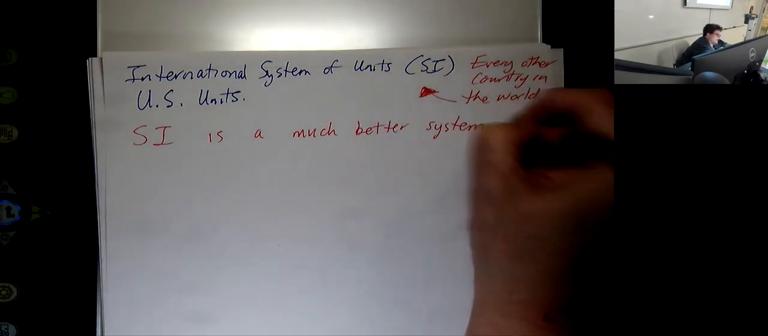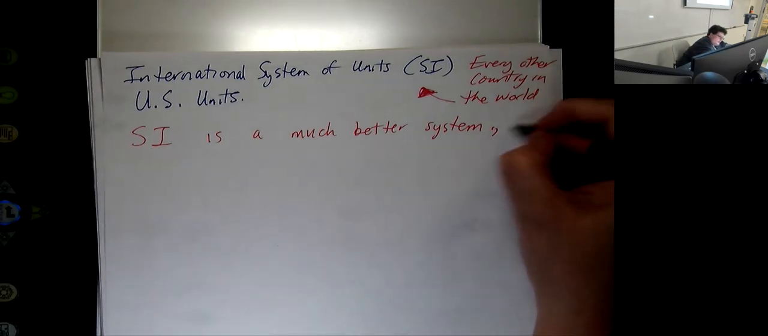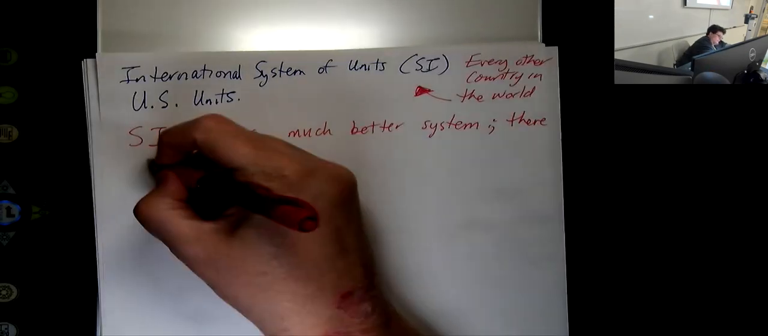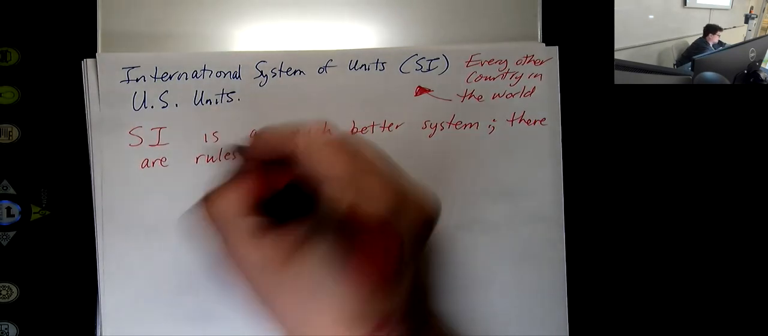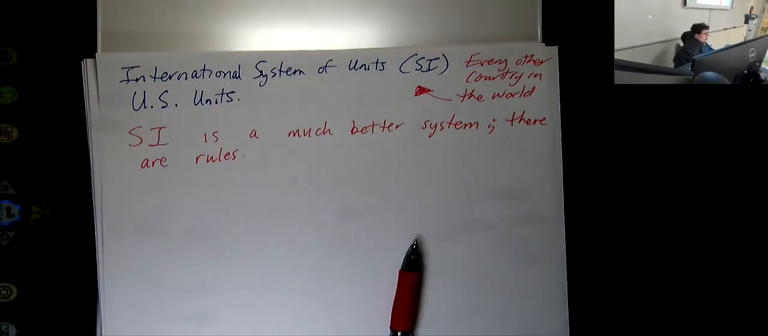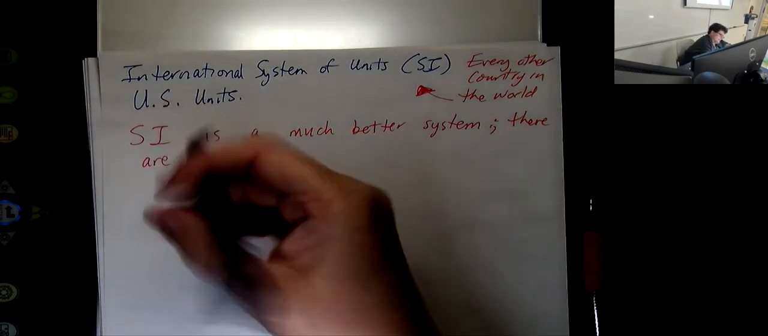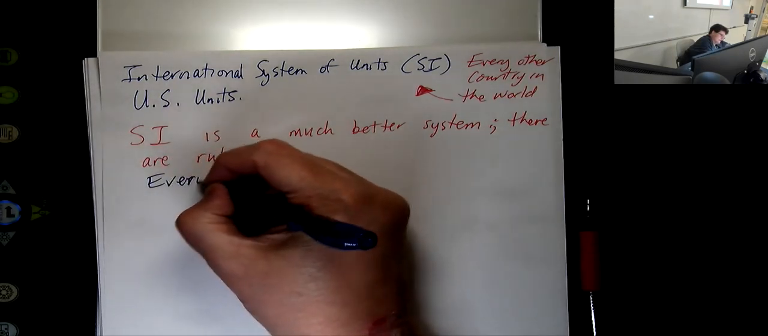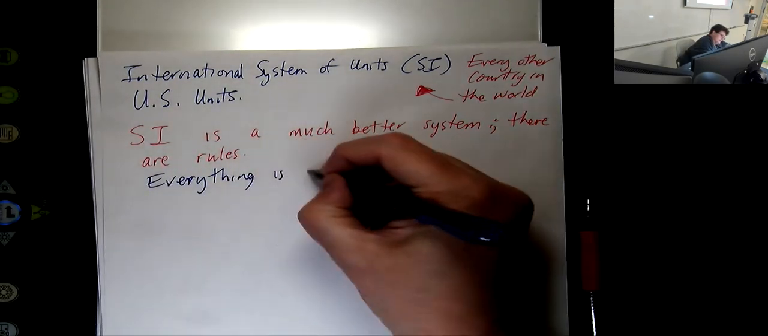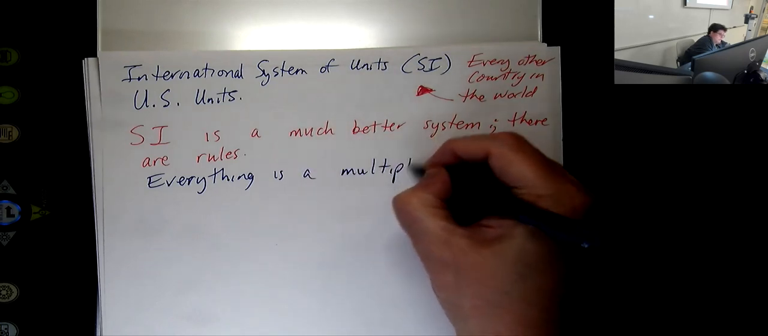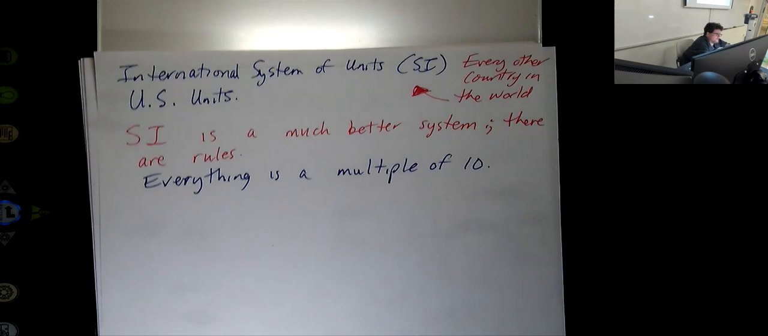And there are rules. When I want to go from inches to a foot, I got to multiply by 12. That starts leading to some really weird numbers. In the SI system, everything is a multiple of 10, which logically makes a lot more sense. Doing the math is easy. It's just shifting the decimal point.